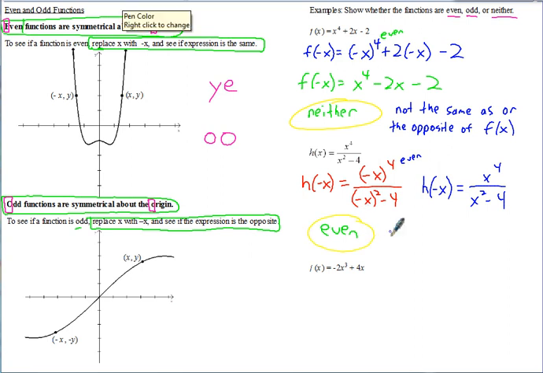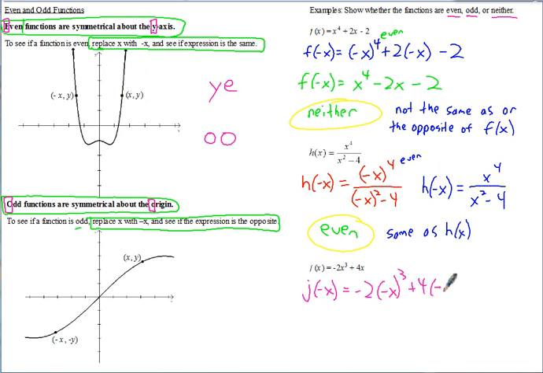And that's because it's the same as the original one, h of x. Finally, let's look at j of x equals negative 2x cubed plus 4x. So let's plug in negative x for x. Okay, negative 2 times negative x cubed plus 4 times negative x.